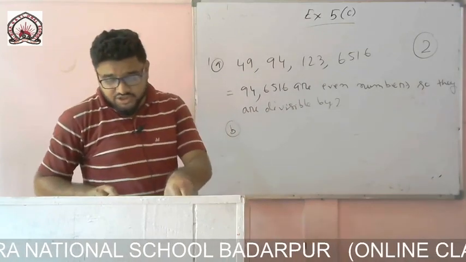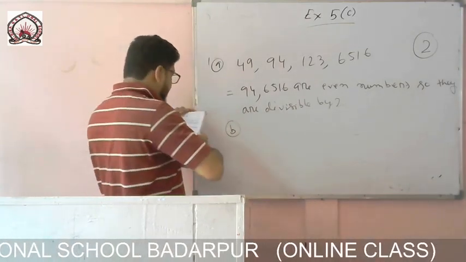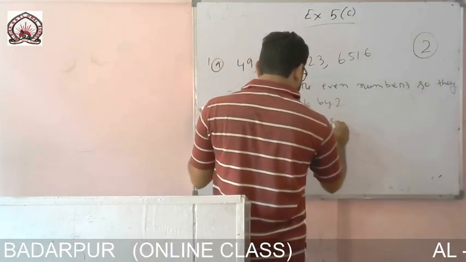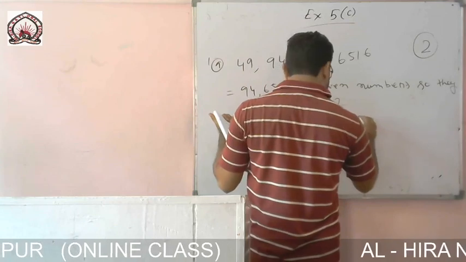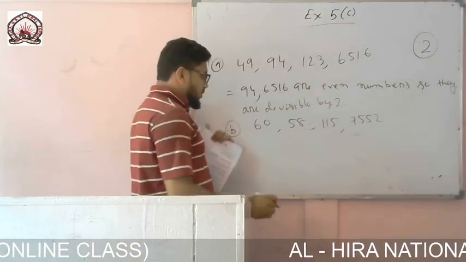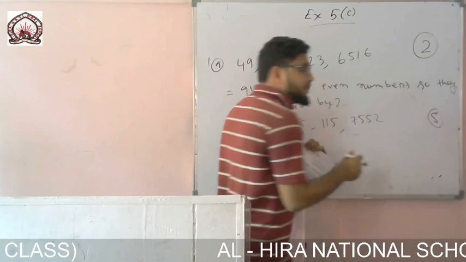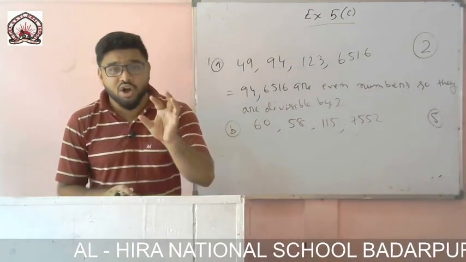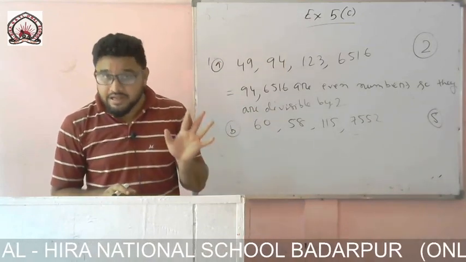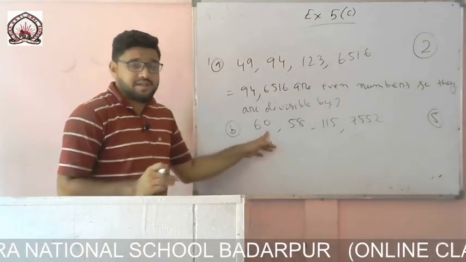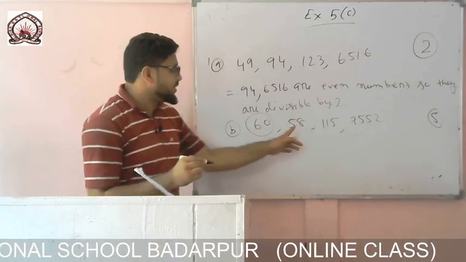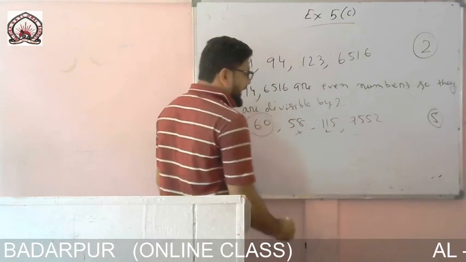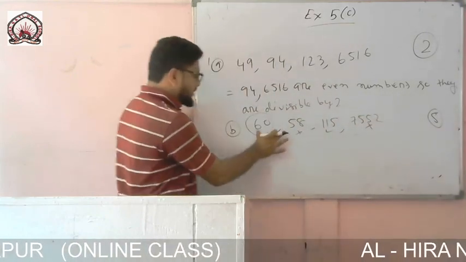B, what is given? 60, 58, 115, 7552. We need to check by 5. We know about 5, how is a number divisible by 5? If in the unit place 0 or 5 is there, then the whole number is divisible by 5. So in the unit place 0 is there, so it is divisible. In the unit place 8 is there, it is not divisible. In the unit place 5 is there, it is divisible. In the unit place 2 is there, so it is not divisible.